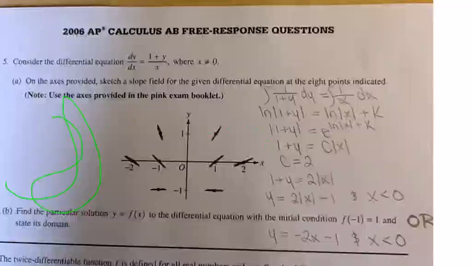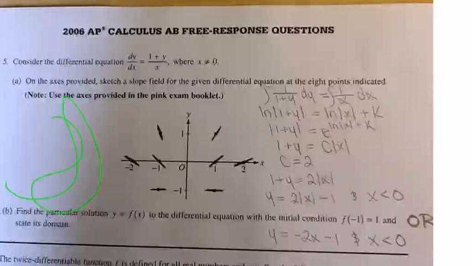In part B, it says, find the particular solution, y equals f of x, to the differential equation with the initial condition f of negative 1 equals 1, and state its domain. So, first of all, when you see a question like this, you have to separate the variables. Just separating the variables gets you 1 point.